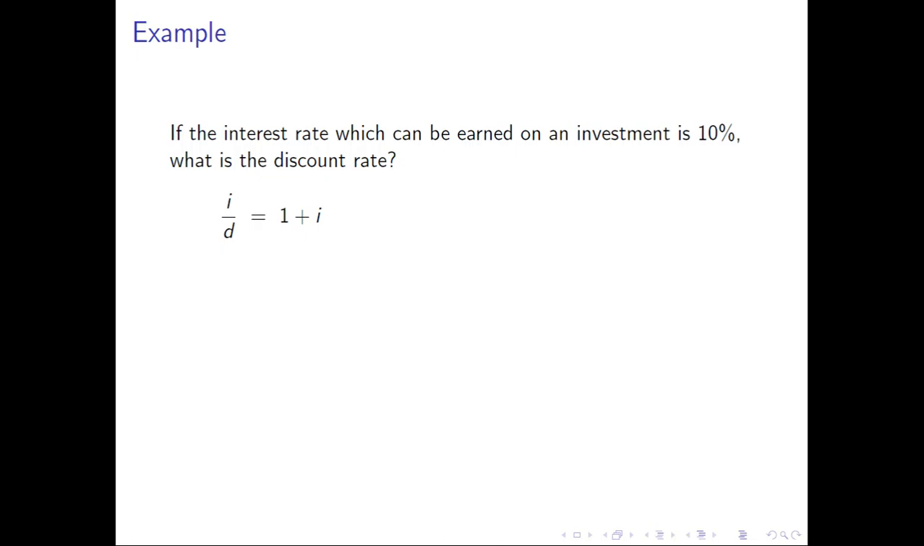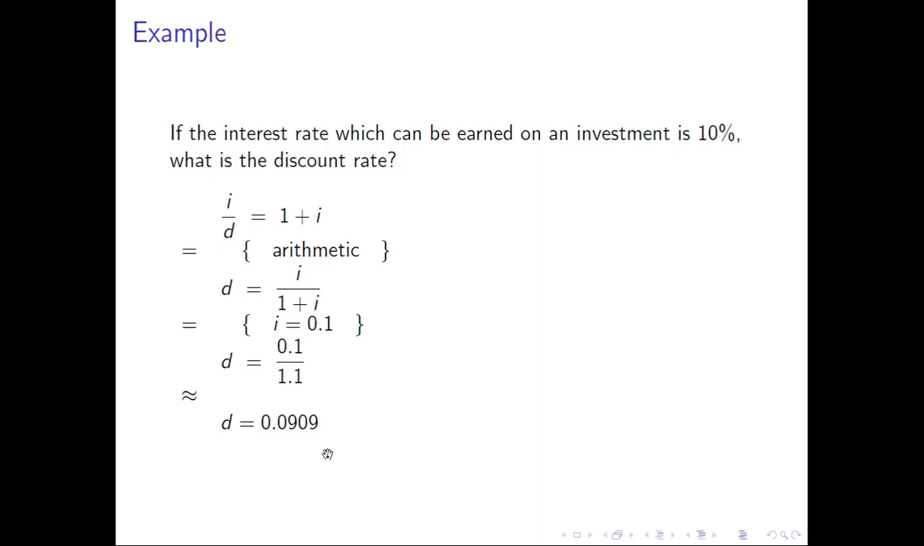So now let's just get d on its own, as it were, by shunting 1 plus i to the right-hand side. And so we have d equals i over 1 plus i. And now we have i, it's 0.1. So we substitute in there, d equals 0.1 over 1.1. And then with our calculator, we see that's equal to 0.0909. Well, roughly. Actually, the 909 goes on forever. But we can actually see, I think this is in fact 1 over 11. Yeah. So d is just under 10%. So it's close to the interest rate, but it's not the same.